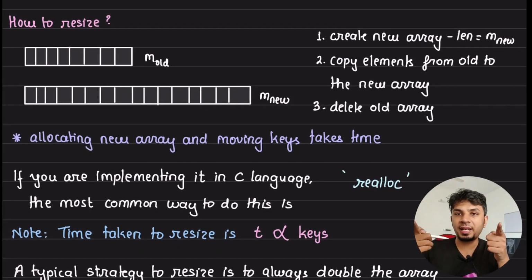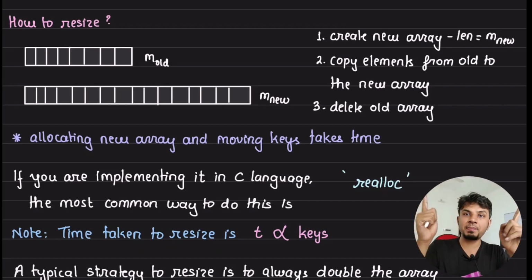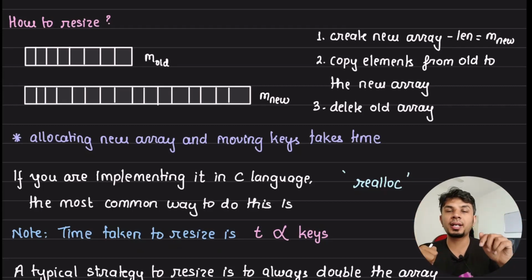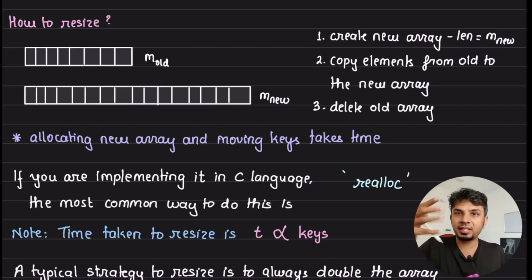Here, the expensive steps are these. Creating a new array of length m new is expensive because your operating system would have to find that big of a contiguous memory location and then allocate it. It takes time. And then much more than that, time is required for you to copy the elements from your old array to this new array. You cannot just bluntly copy it because hash functions would change. Your keys would be rehashed into this new location.